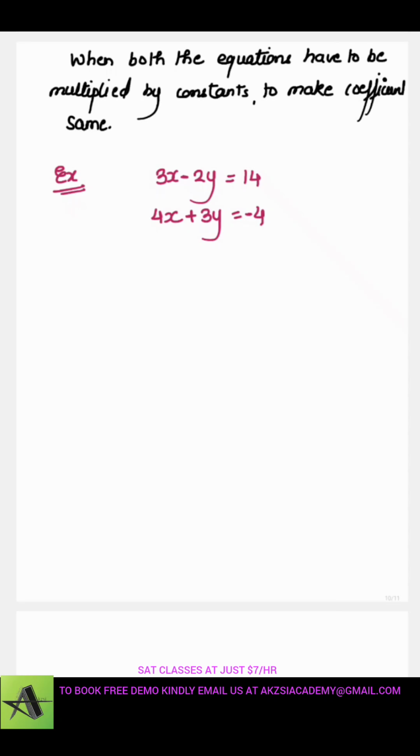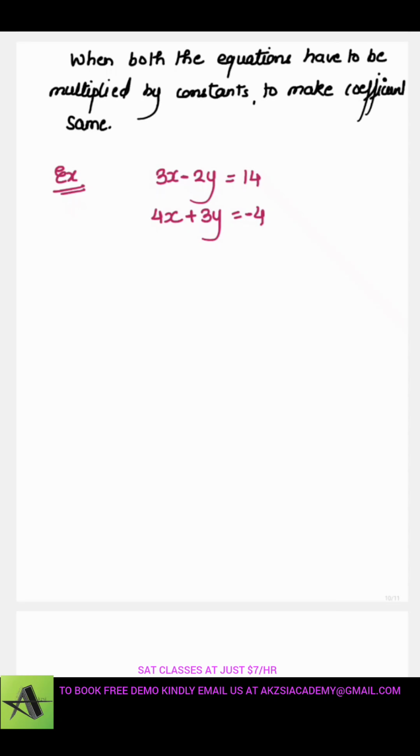Even in the case of x, you cannot multiply only one equation to make the coefficient same, because the coefficient of 4x and 3x, if you want to make them common, it would be 12. The LCM of both would be 12. That means you have to multiply 4x with 3 and 3x with 4. So in this case, in order to make x the same, you have to multiply both of them with some constant to make the coefficient same.